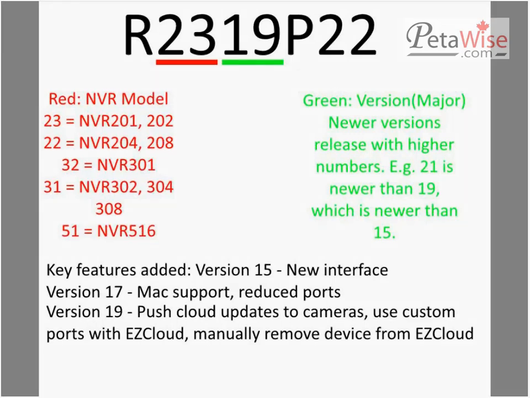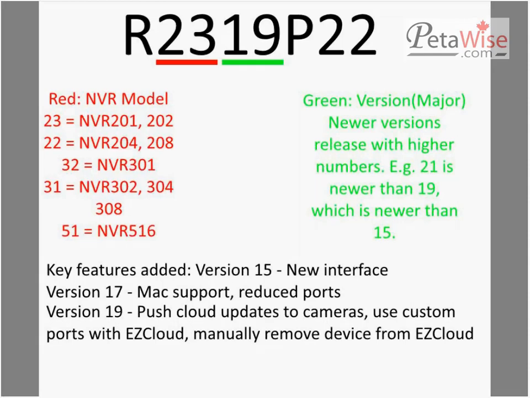The other important number to take into consideration is the 2 numbers after that. You might see 2315, 2317, 2319. This second set of numbers, numbers 3 and 4 after the B or the R, indicates the major version of the firmware. A higher number means a newer version of the firmware. So here we have 19, but if we had a 21 there, that would be a newer version, and 15 would be an older version.